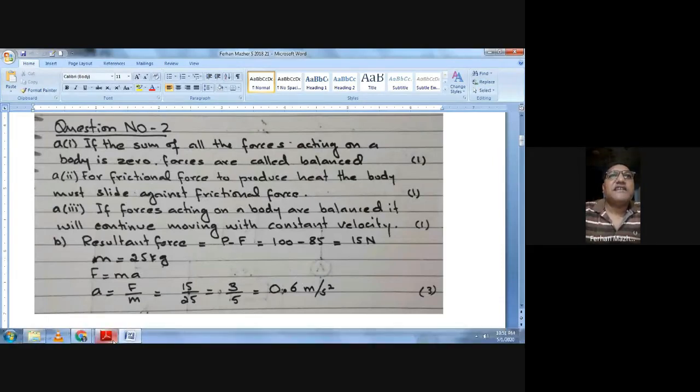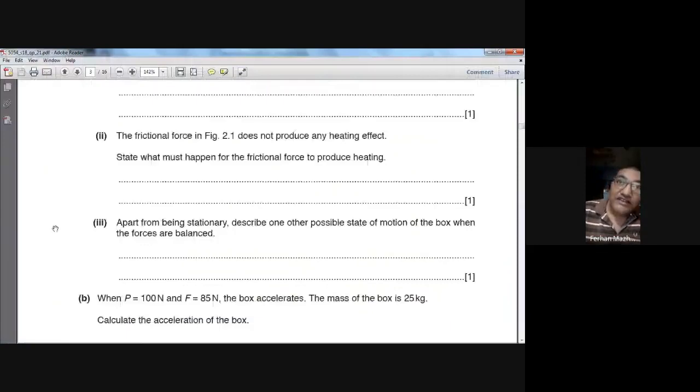In the second part, he says the frictional force in figure 2.1 does not produce any heating effect. State what must happen for the frictional force to produce heating.